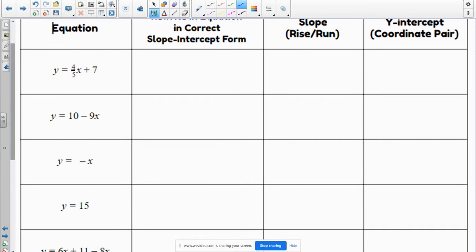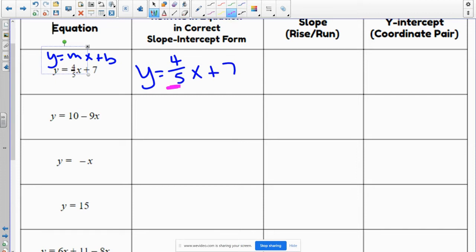So our first equation, let's write it in correct slope-intercept form. Y equals mx plus b. It is in the exact correct form. So I can rewrite it because there's nothing wrong with it. Exactly the same. Which one is my slope? Yes, 4/5.